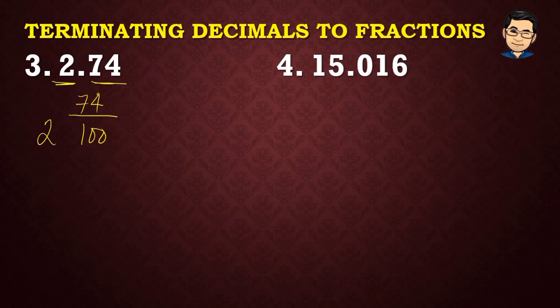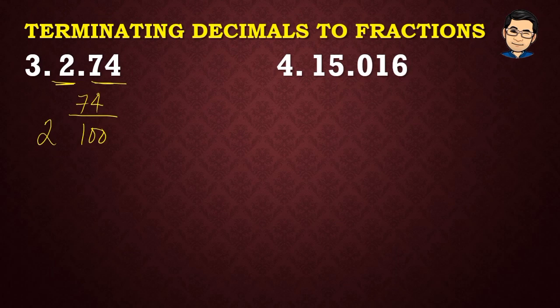And then to simplify 74 over 100, kunin natin yung GCF. So, sa pagkuha ng GCF, dapat yung pinakamataas, yung greatest. Halimbawa, kung ang ginamit mo lang is 2, ang mangyayari nun, madodoble. Dalawang beses ka magdi-divide ng 2.